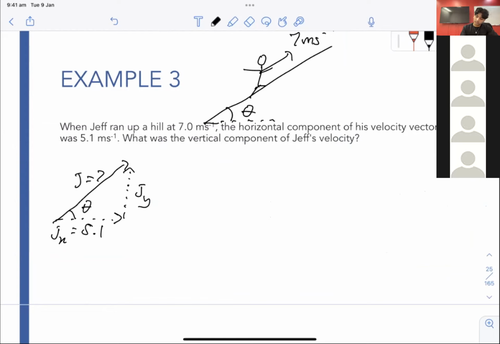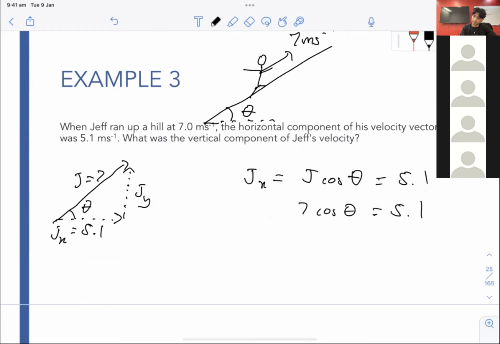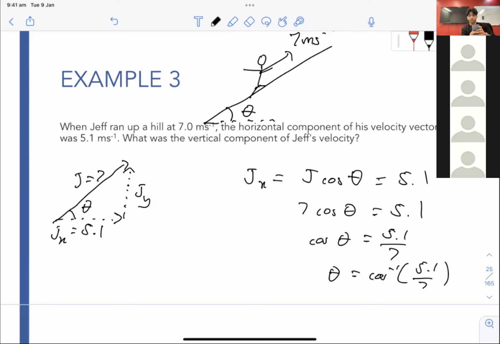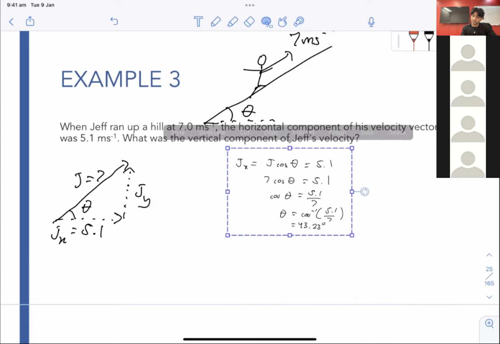So we know Jx equals J cos theta, and Jx equals 5.1. J is 7, so 7 cos theta equals 5.1. So cos theta equals 5.1 on 7. Theta equals cos inverse of 5.1 on 7. That works out to be 43.23 degrees. So I'm going to take all this, and now I can use that to find Jy.